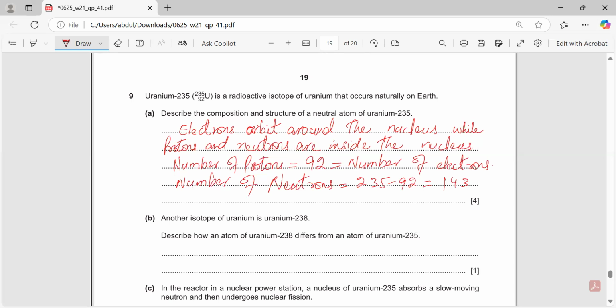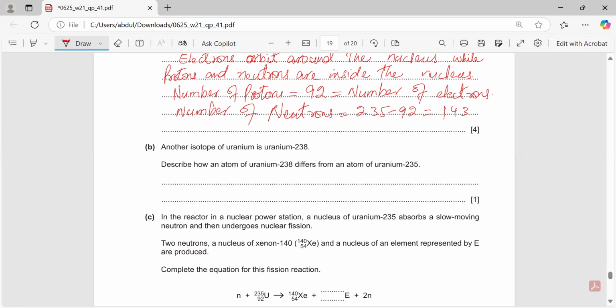So composition, the number of protons is equal to 92. As the atom is neutral, the number of electrons will be equal to the number of protons, that is 92. Number of neutrons is nucleon number minus proton number. So 235 minus 92 equals 143. So in this way, you will score all 4 marks. You have to talk about the structure and composition both.